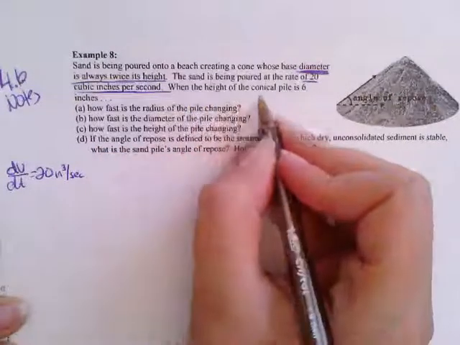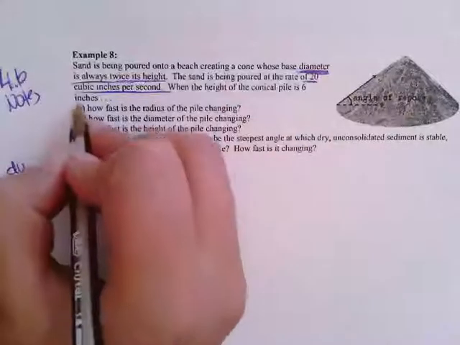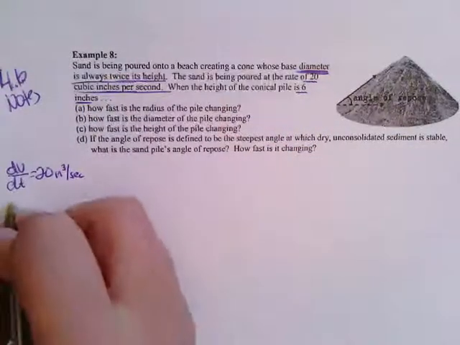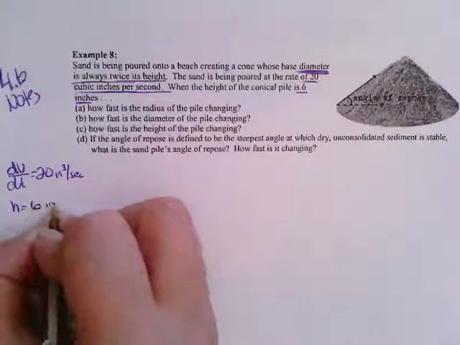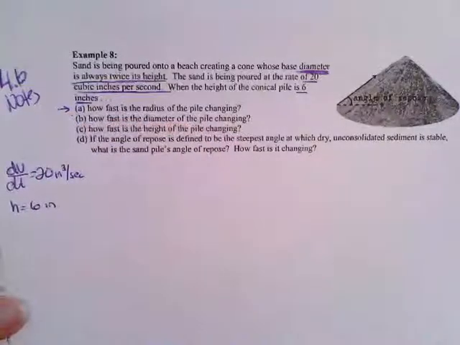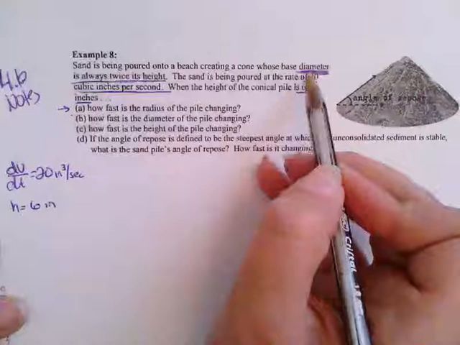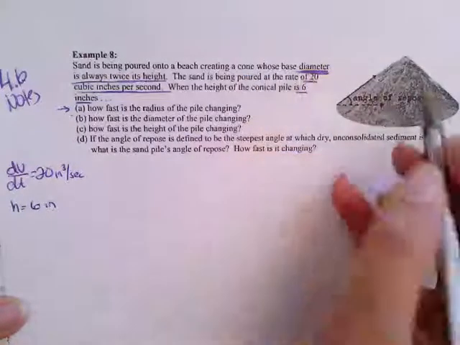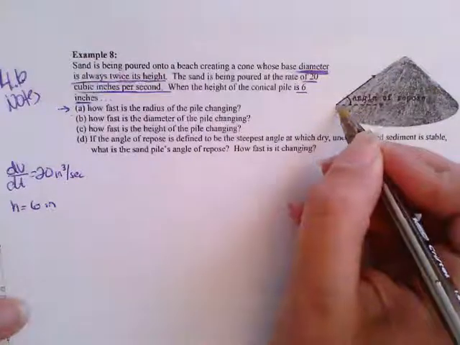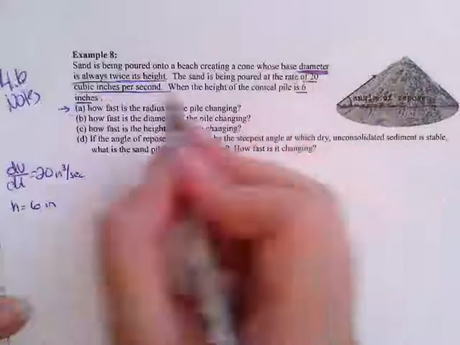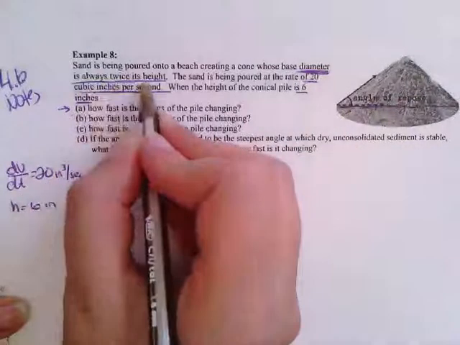When the height of the conical pile is 6 inches, so there's our snapshot. Our snapshot tells us that height is going to be 6 inches. Let's answer the following questions. Oh, before that. So we said that the diameter of the base, so here's the base, this diameter is always twice its height.